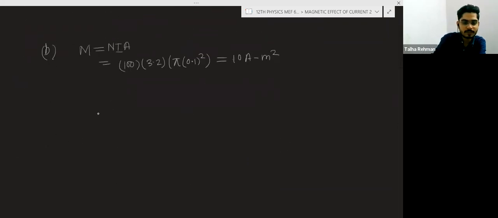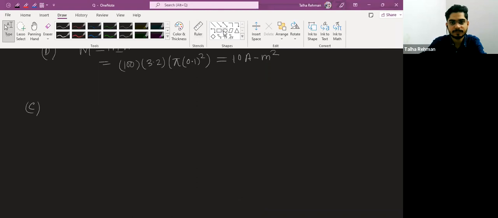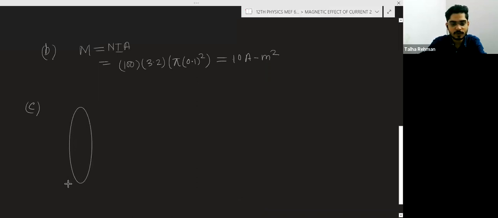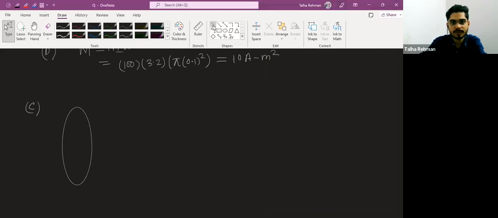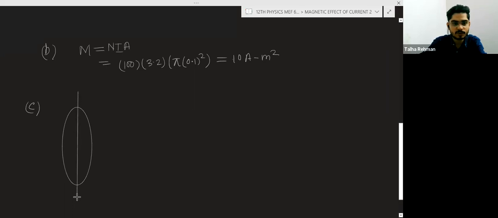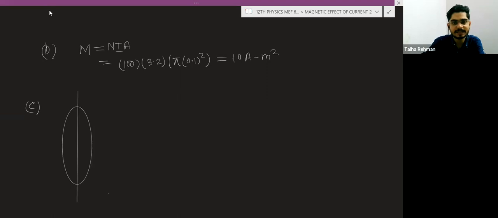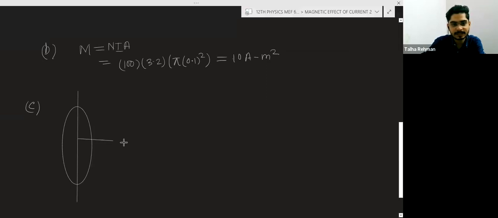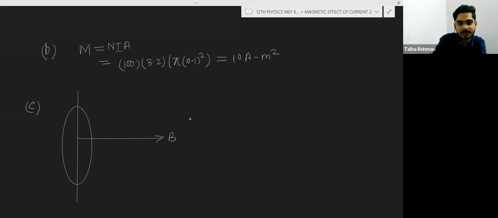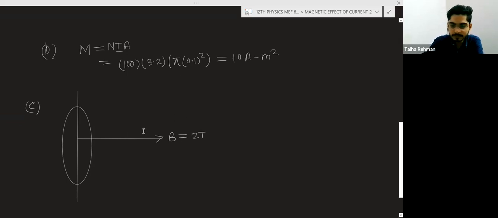So now for the part number C, you have a coil like this, and this is the axis of the coil. This is the axis of the coil about which the coil is rotating, and this axis is coinciding with the diameter of the coil also. And the magnetic field is like this. This is the magnetic field, and the value of the magnetic field is given as 2 Tesla. Tesla is the SI unit of the magnetic field.